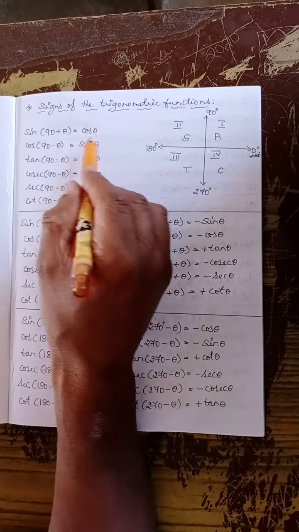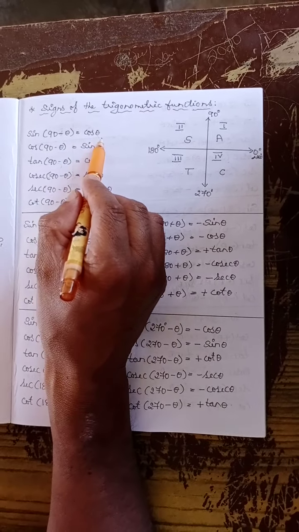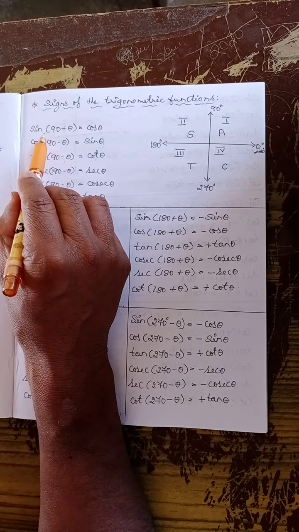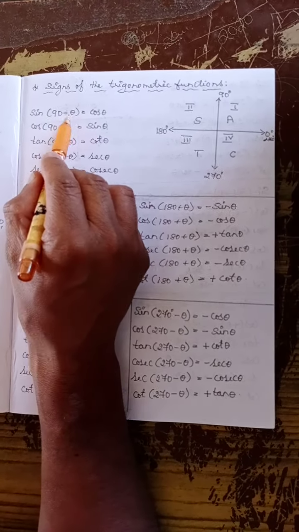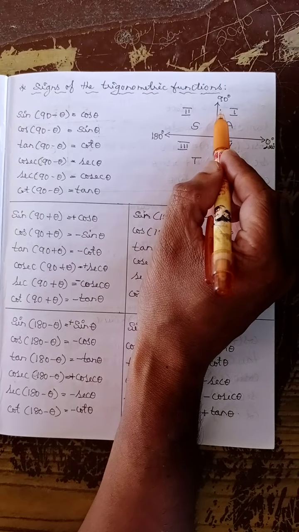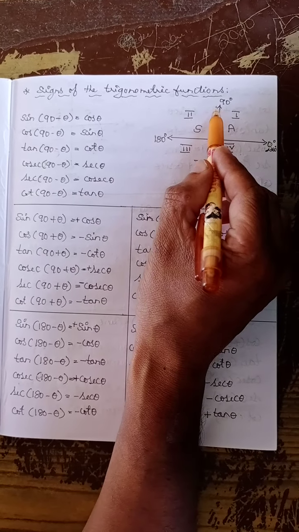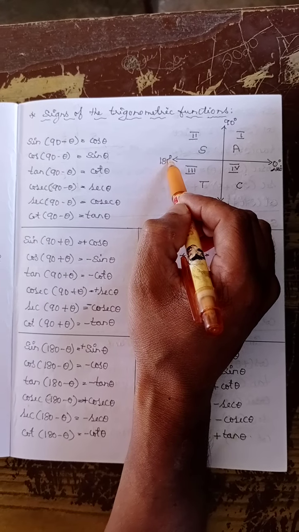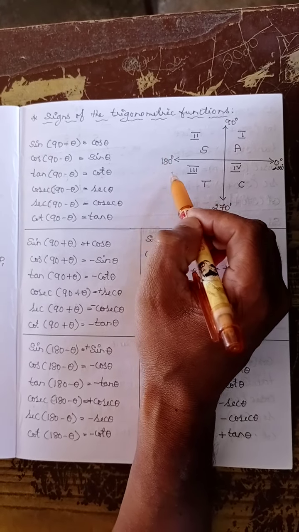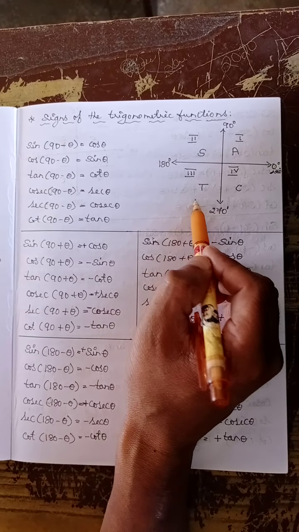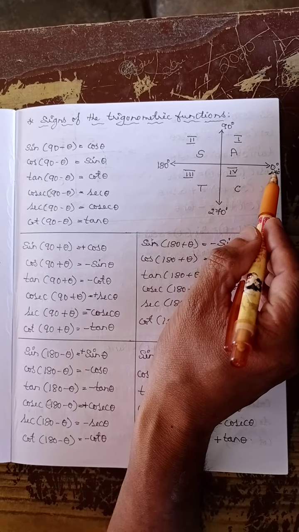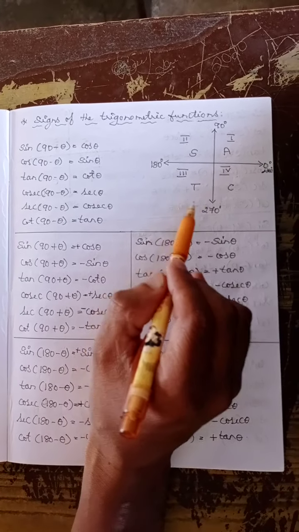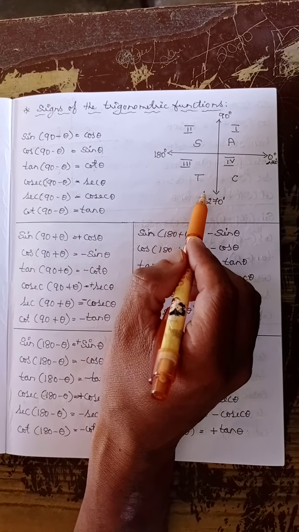Now you have studied in class 10 the complementary functions of the trigonometric functions, only sine of 90 minus theta. But here in this class 11 we study the complementary of 90 plus theta, and supplementary of 180 minus theta, 180 plus theta, and 270 minus theta, 270 plus theta, and 360 minus theta, 360 plus theta. So this is known as the lead angle property of the trigonometric functions.